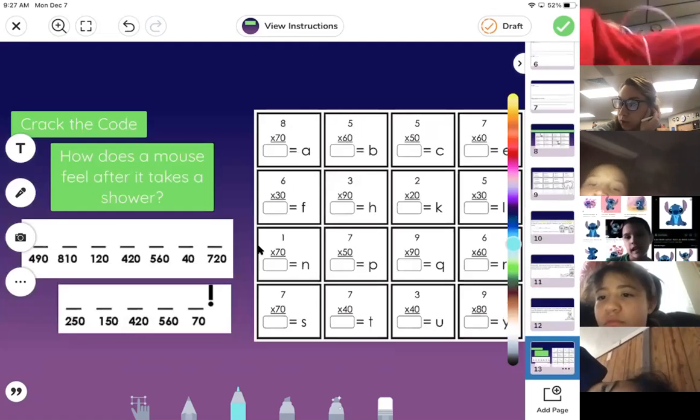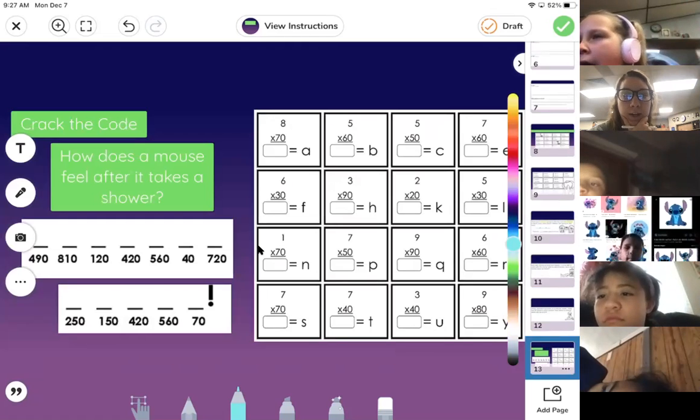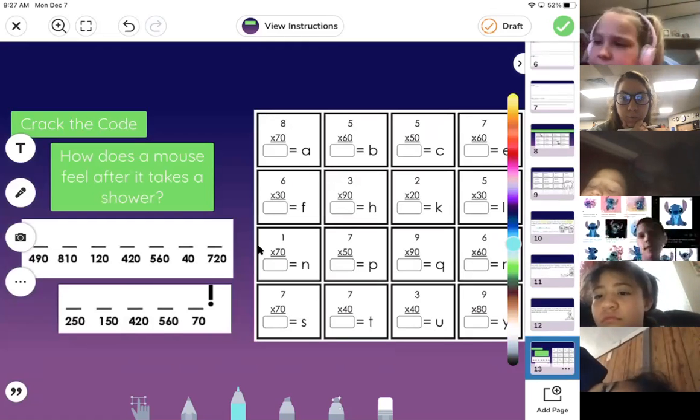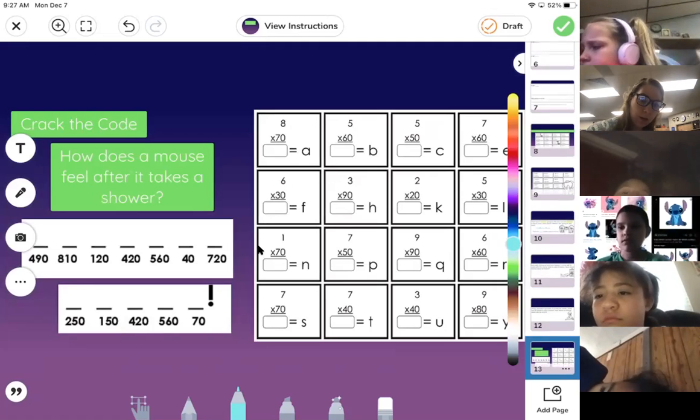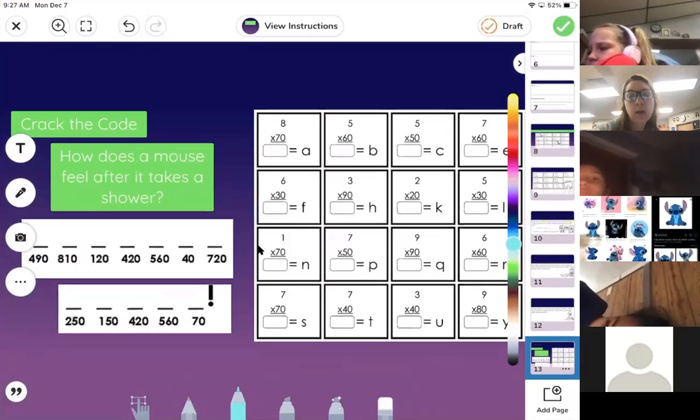I want you guys to start working on this now. Like, I'm going to stop recording. I want you to start working on it now while you're with me on Zoom. Remember, you just hit the home button so that you can't see my Zoom anymore, and you go to your Seesaw and you start working. That way, if you have questions, you're literally right here and you can just ask me, okay?